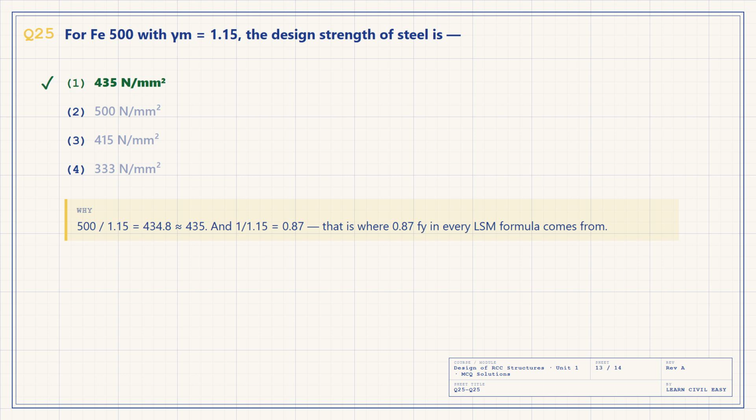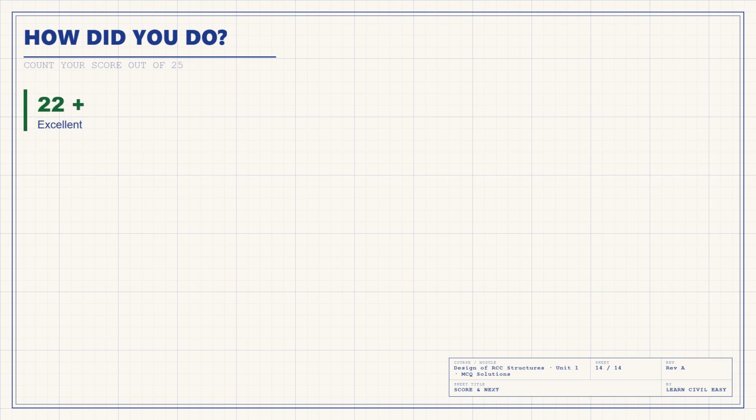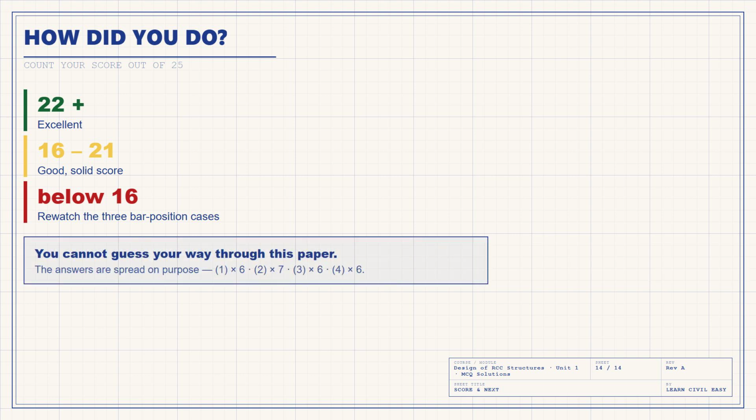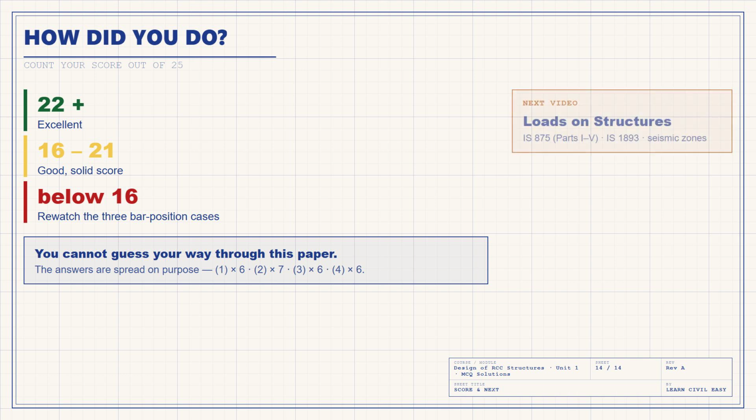Now you know. So count your score. 22 or above is excellent. 16 to 21 is a good solid score. Below 16, do not be discouraged. Go back to the concept video and watch the 3-bar position cases again, because that is where most of the marks in this paper sit.